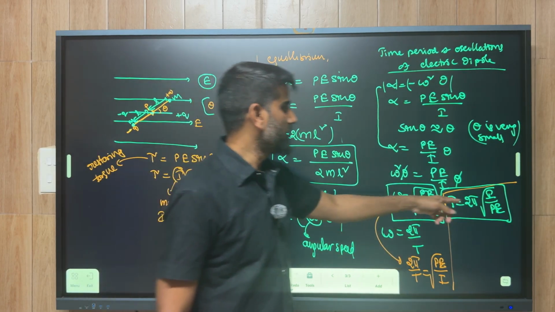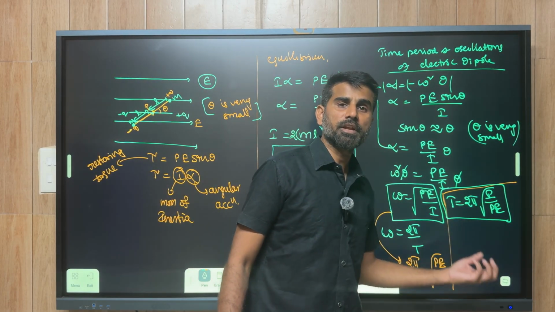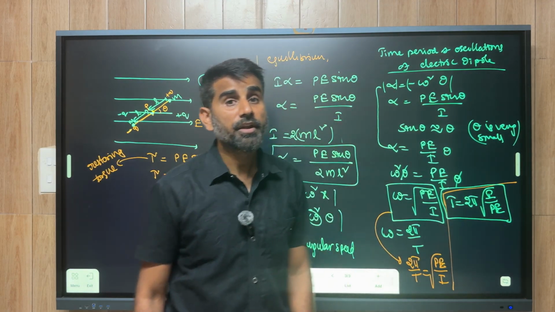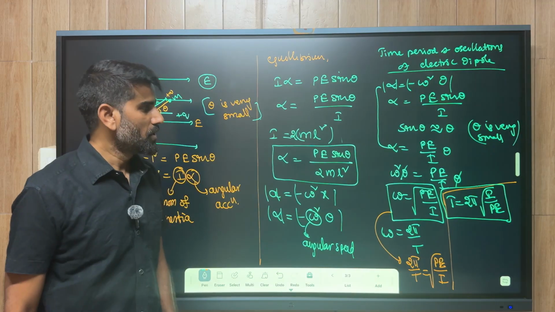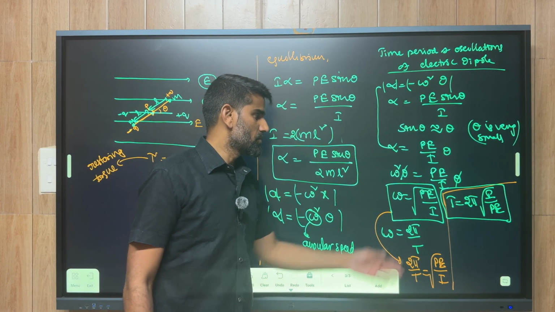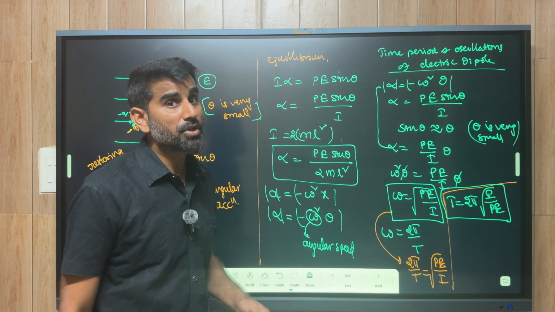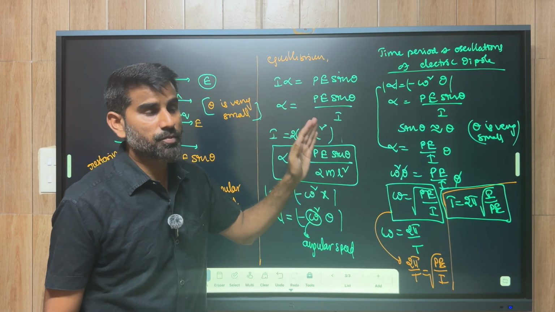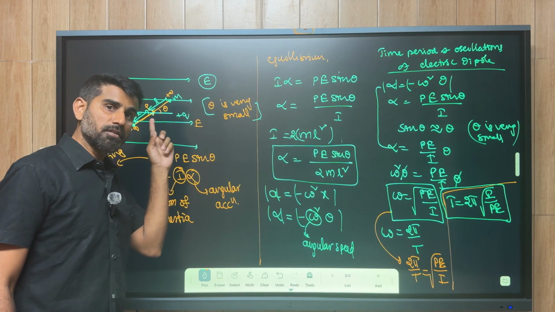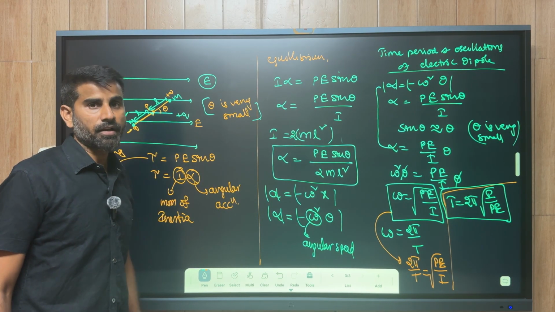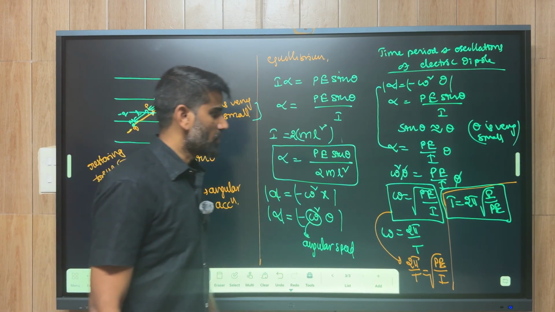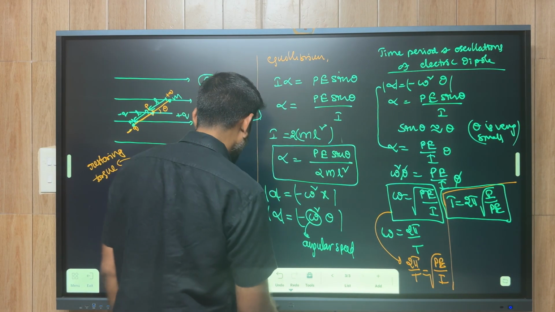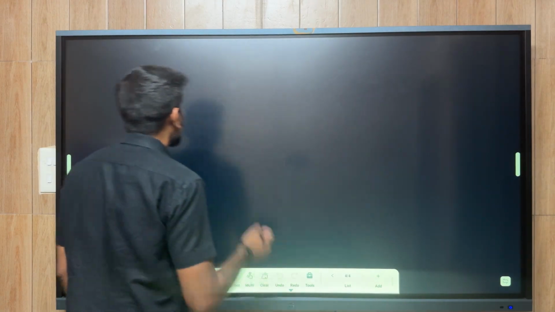We know what is I, we know what is P, what is E. E is the uniform electric field intensity, P is the dipole moment, and I is the moment of inertia. Okay, so this is the final expression for the time period of the simple harmonic oscillations made by the dipole in the uniform electric field. And we're left with one more case.